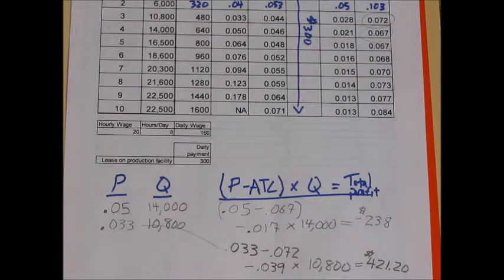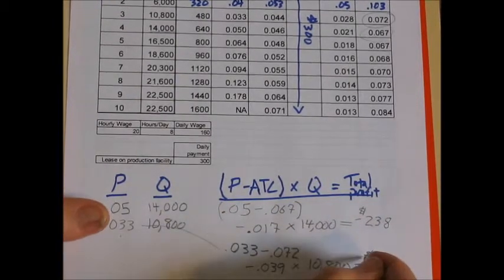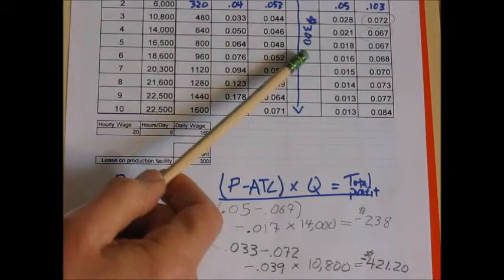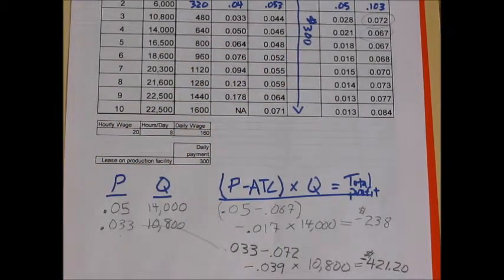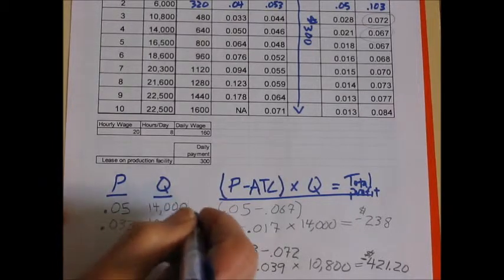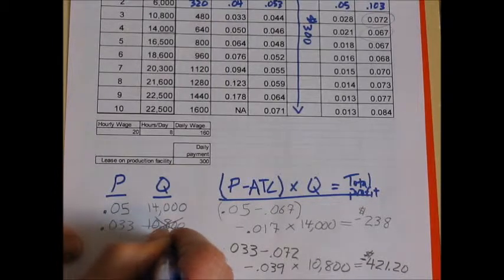And you've got to question a manager who says the best we can do is to produce 10,800 bottles if the result is a loss of $421.20 a day. Because after all, just a minute ago we said that we could shut down and lose only $300 a day. So actually, in this situation, the best output is not 10,800 bottles a day. It is 0.